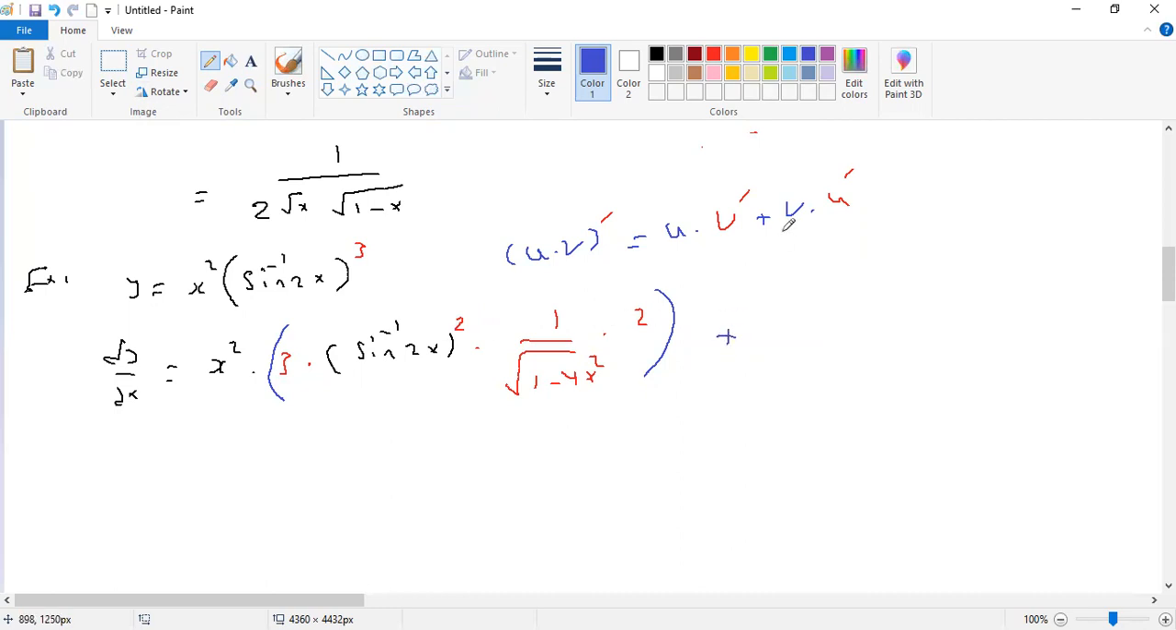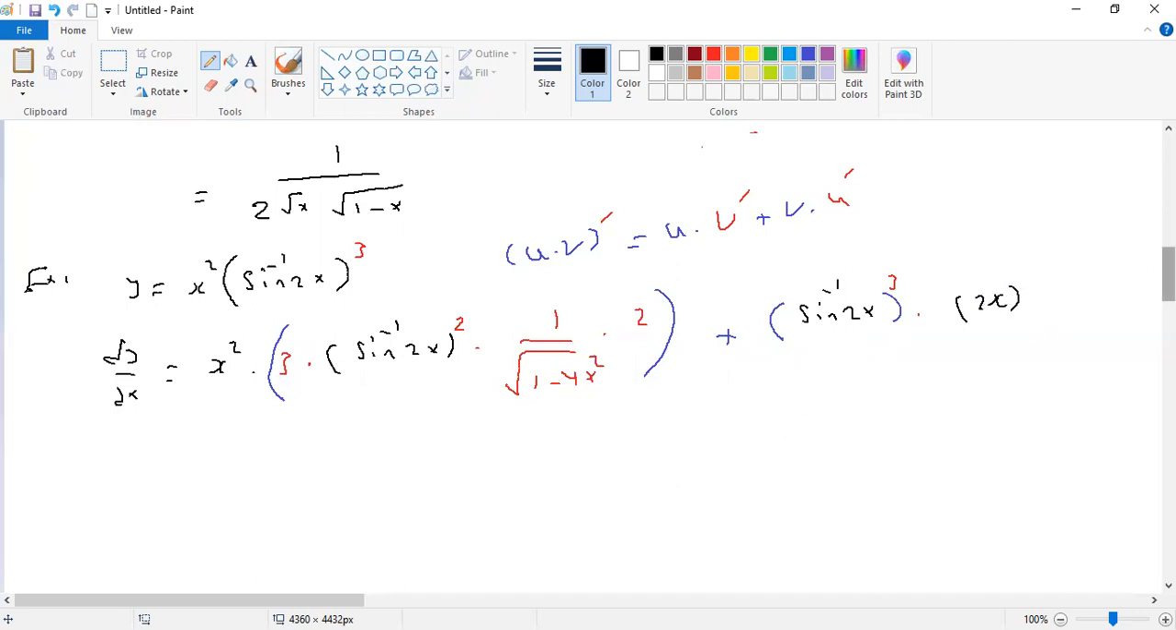Plus the second one, the v. What is the v? The v is sine inverse 2x to the power 3. Multiply by the derivative of x squared. The derivative of x squared is 2x.